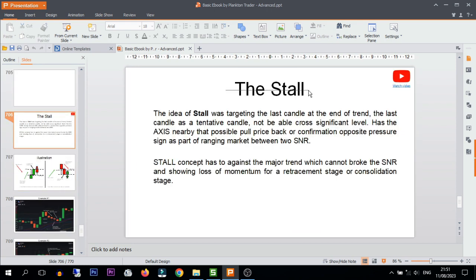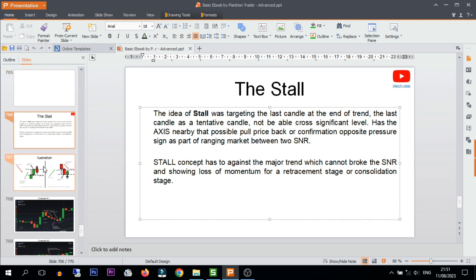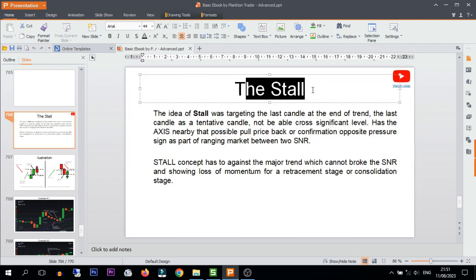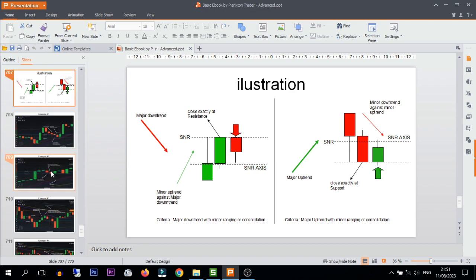And then we continue to the stall concept. This is the idea of the reversal, which is like this. You have to understand here, you have the major trend and a minor uptrend which is against the major, and you enter following the major because you see the stall. And remember, the stall involves the consolidation, else it will not be a stall. You need the axis to be understood. That is why you need the axis concept.